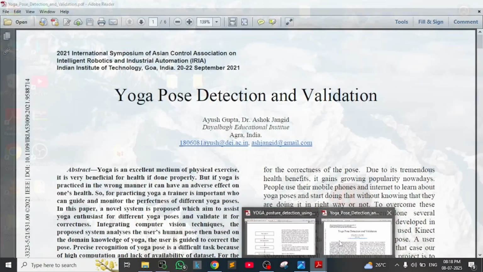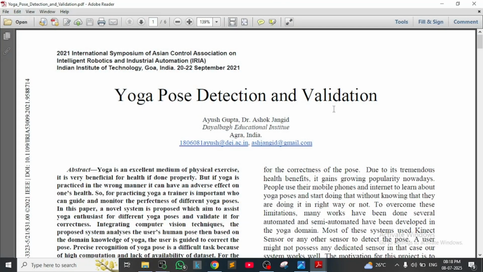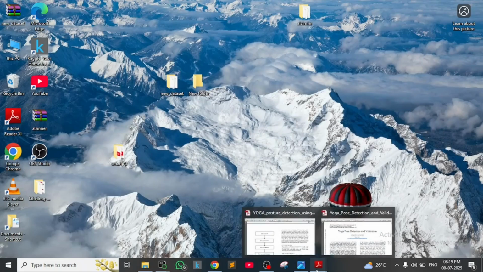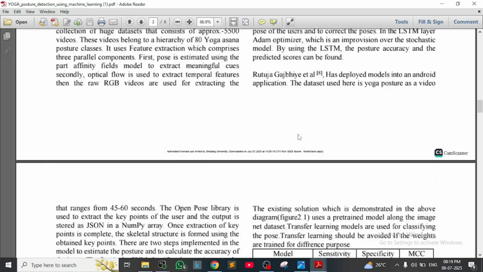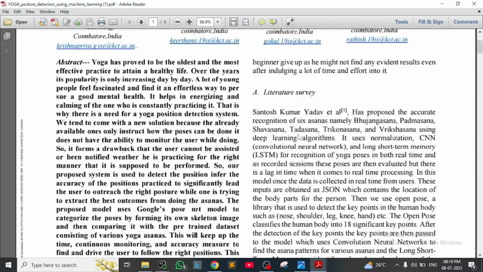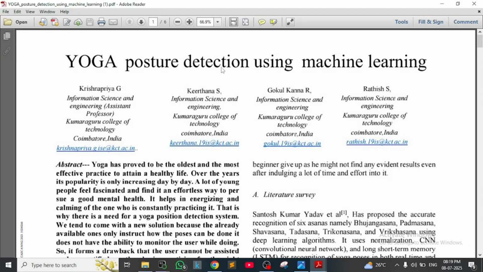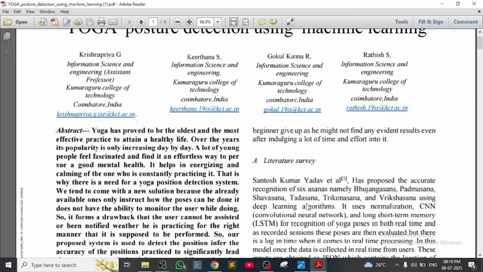One is Yoga Pose Detection and Validation by Ayush Gupta, Dr. Ashok Jain, and Delhi Education Institute, Agra, India. Another one is Yoga Posture Detection Using Machine Learning. So many people did research on this.